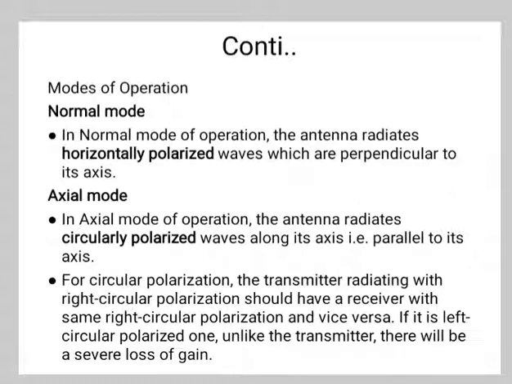For circular polarization, a transmitter radiating with right circular polarization should have a receiver with the same right circular polarization, and vice versa. If the receiver is left circularly polarized, unlike the transmitter, there will be a severe loss of gain.